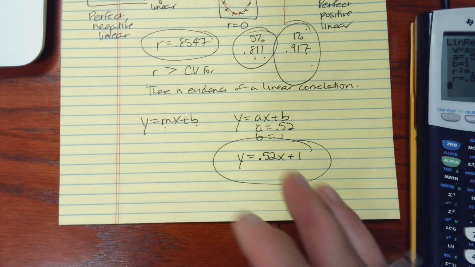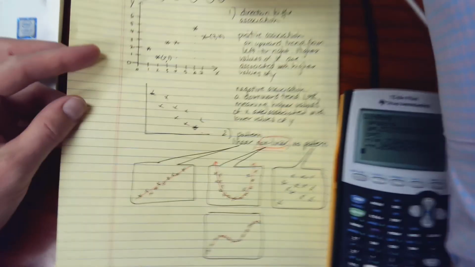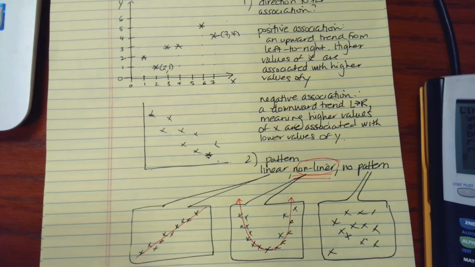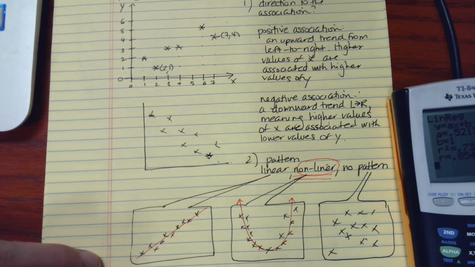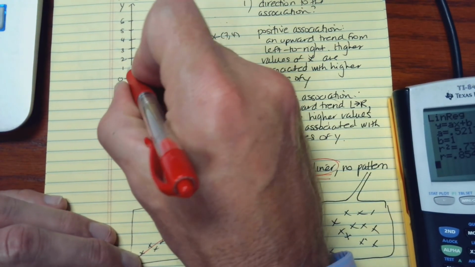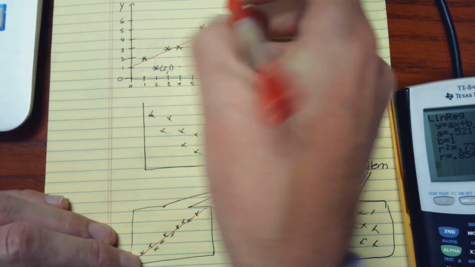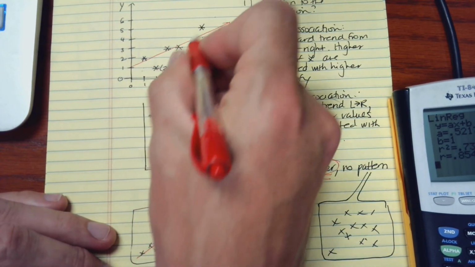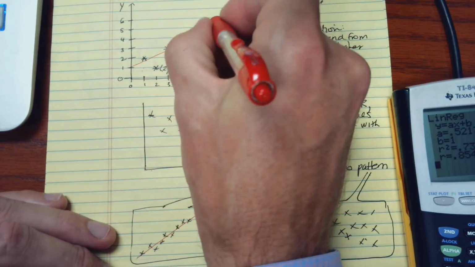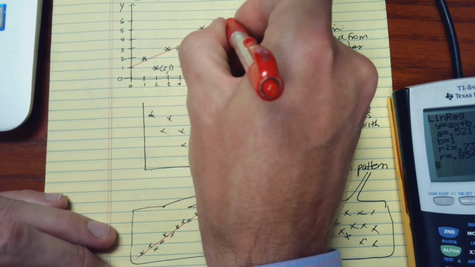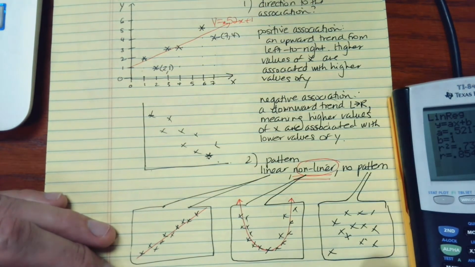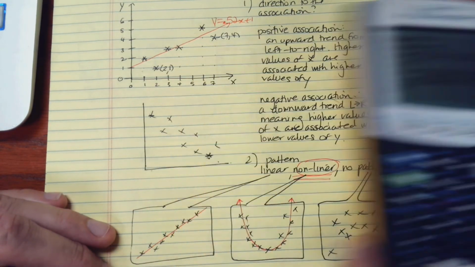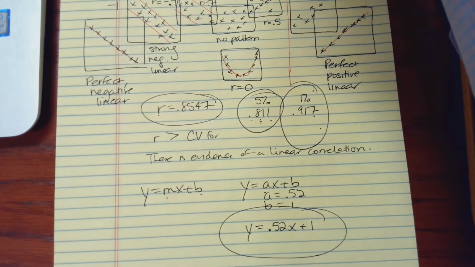And so this is a line that approximates the pattern in my scatter plot. And so it's the line basically, right here. Now I know that the line that best fits my data is the line y equals 0.52x plus 1. And again, that comes from this calculator, and it was based on the information that was in my list.